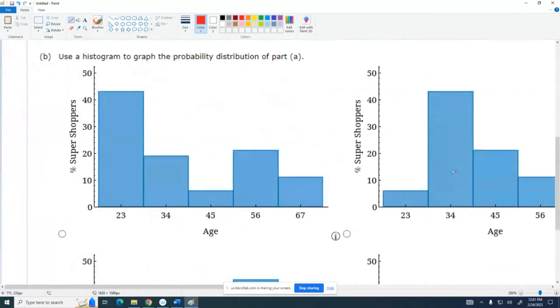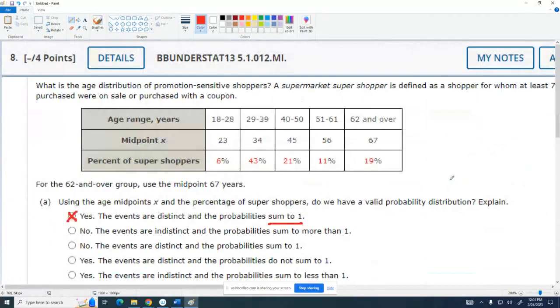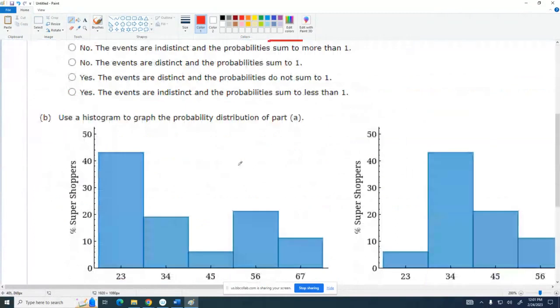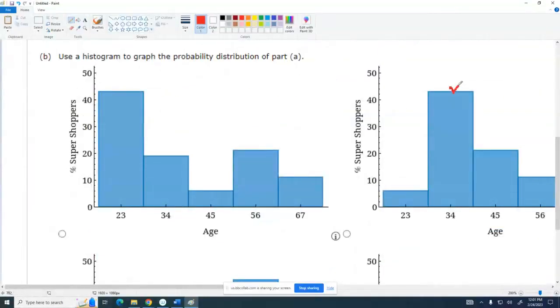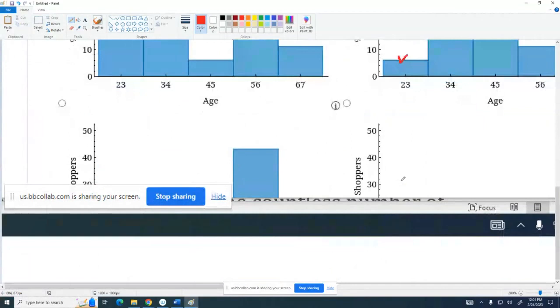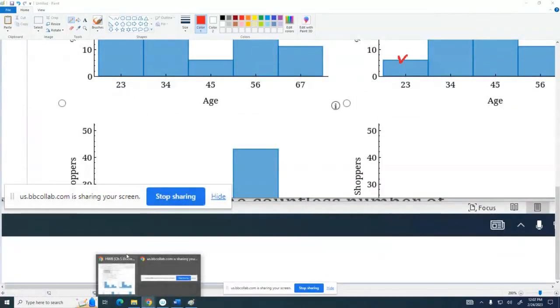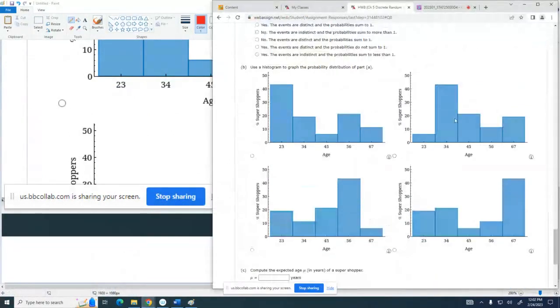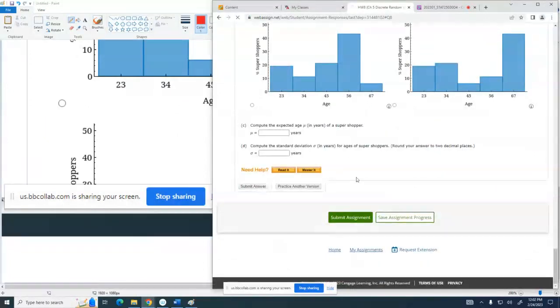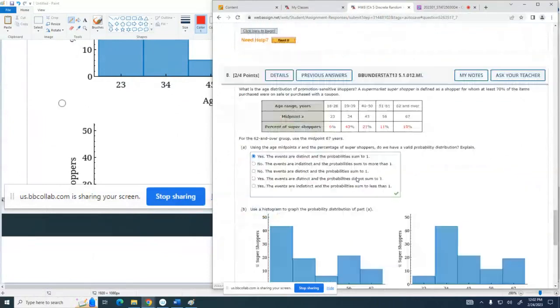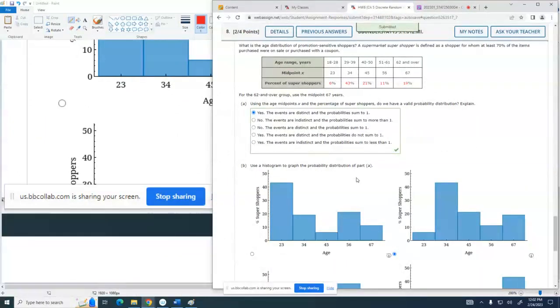Now, did you make the histogram? Here is the most, and here is the least. I think that this one is a good one, right? Because here is the most and least. So let me select this one and the first one, and let me check the answers. Yeah, now it is easy, right?